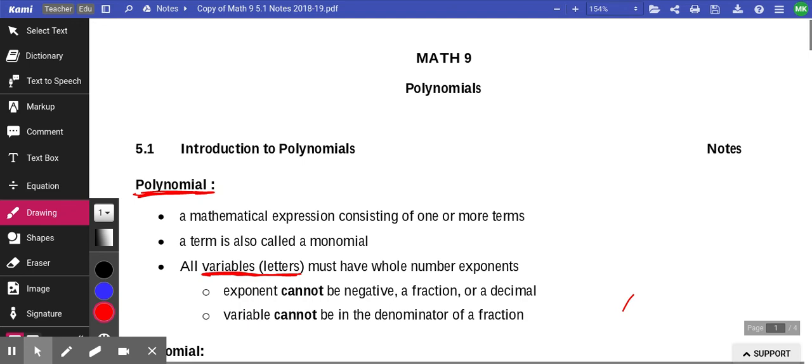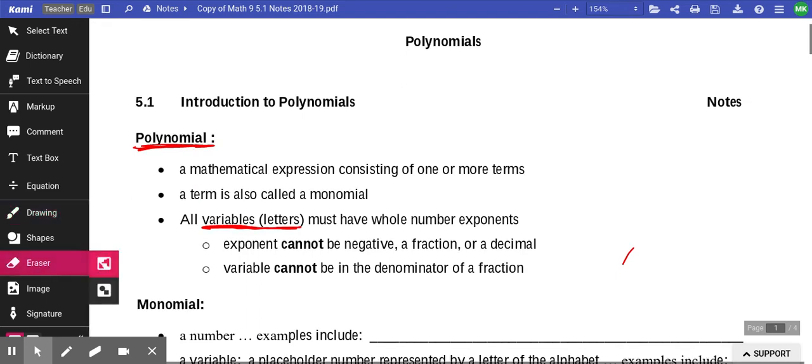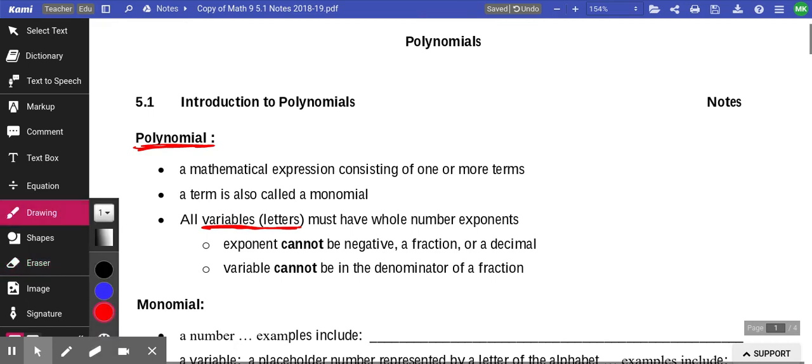We also say that we can't have our variables in the denominator of a fraction. So for instance, if you had a polynomial and you saw something like 1 over x, that's not a polynomial because the letter or the variable is in the denominator, which is the bottom. Right? We can't have letters on the bottom of fractions.